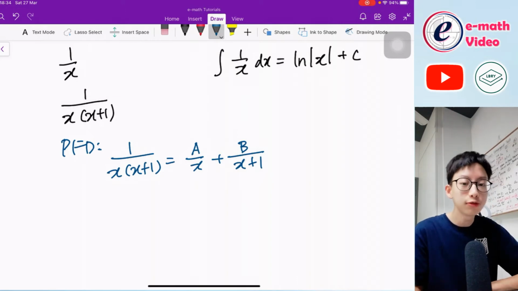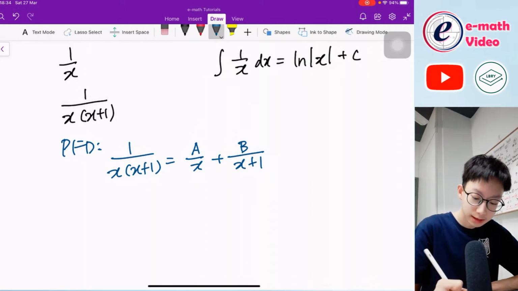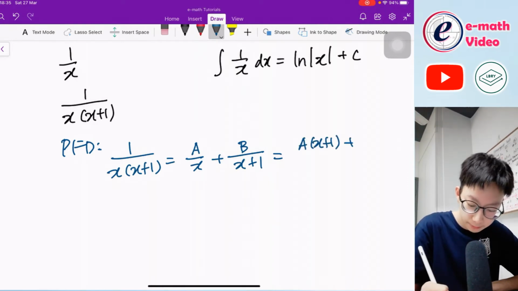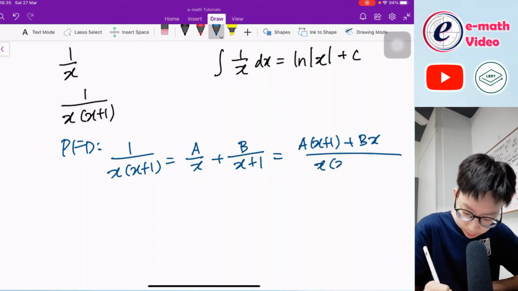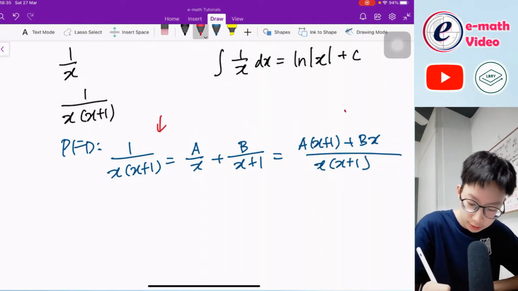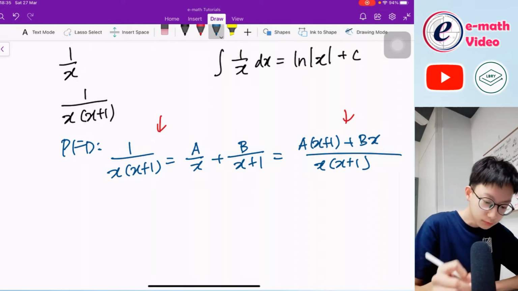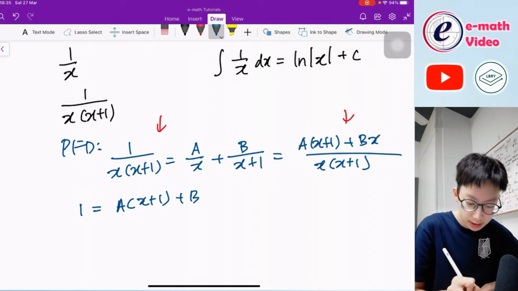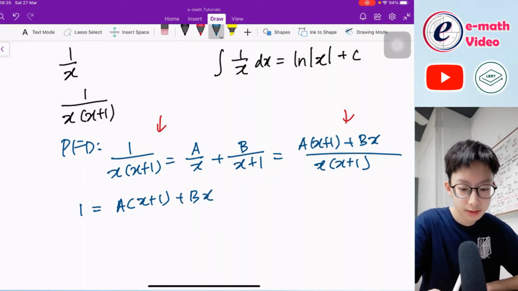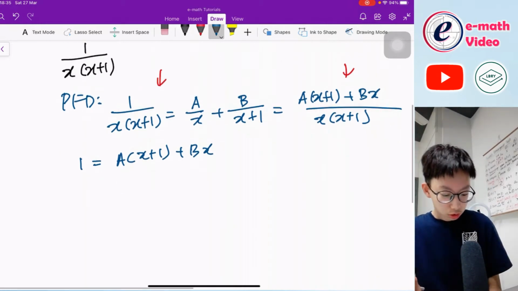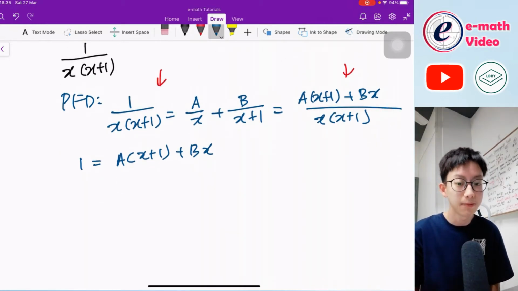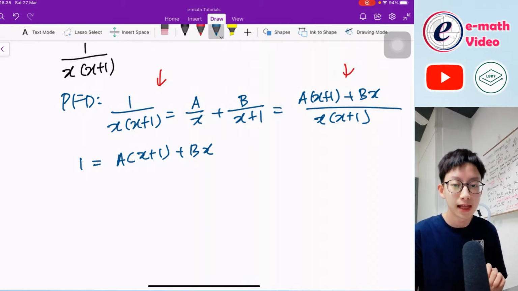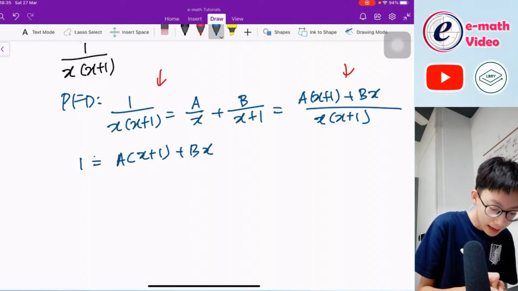So in order to compare the two sides, we need a common denominator. I just go ahead and cross multiply, a over x plus b over x plus 1. Now we can compare the two numerators: 1 equals a(x plus 1) plus bx. Because this is something we set equal, it has to be true for all values of x. It is actually an identity.